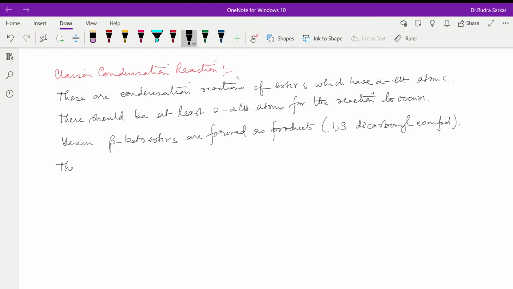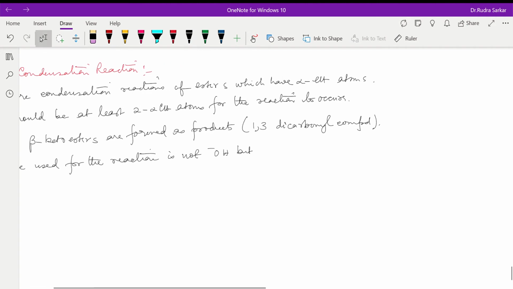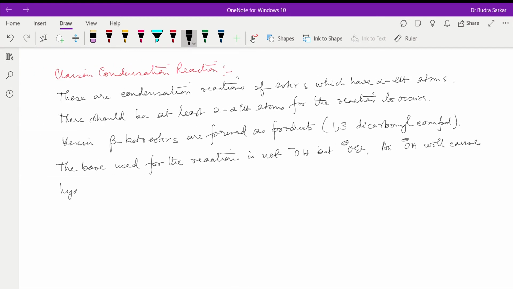Now, the base used for the reaction is not hydroxide but OET, as hydroxide will cause hydrolysis of esters to acids.